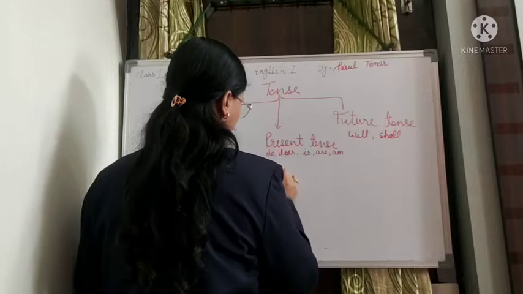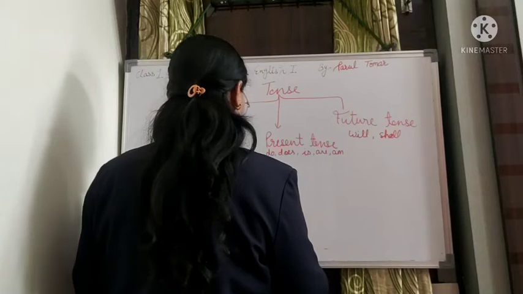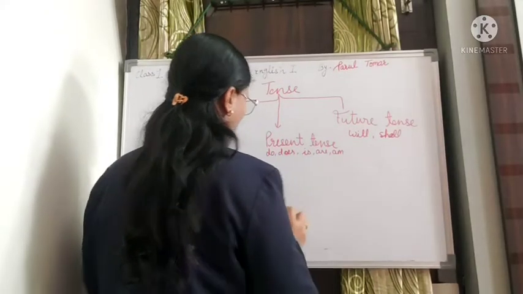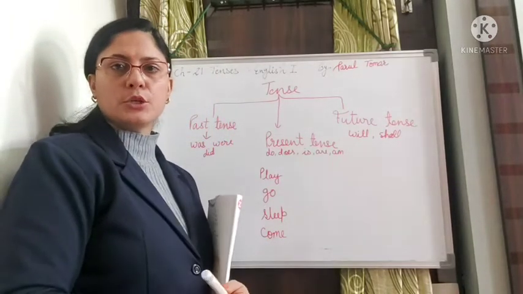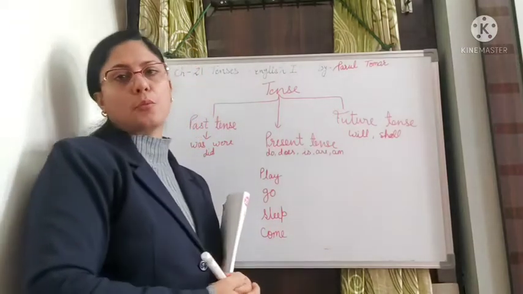Play, go, sleep, come. These are the common words we normally use and we see. Now all these are the first form of the verb.